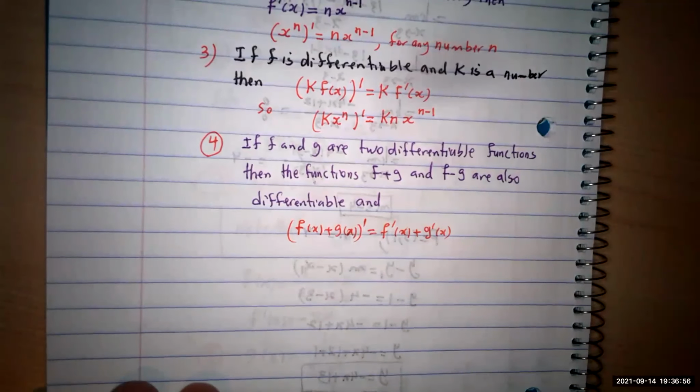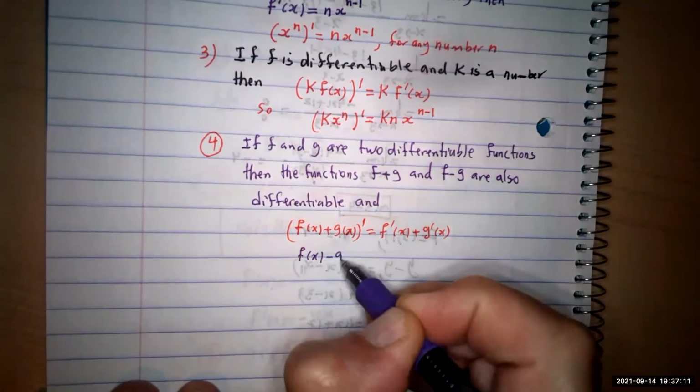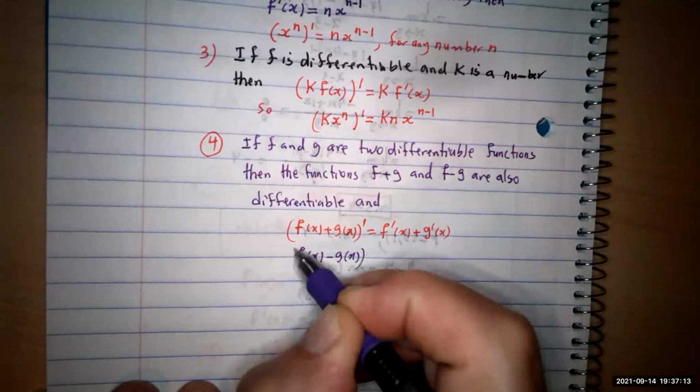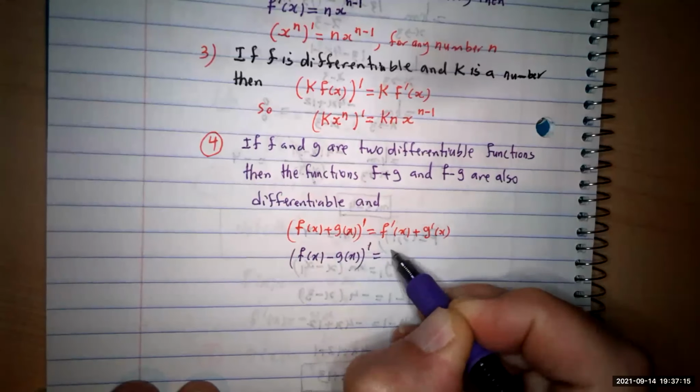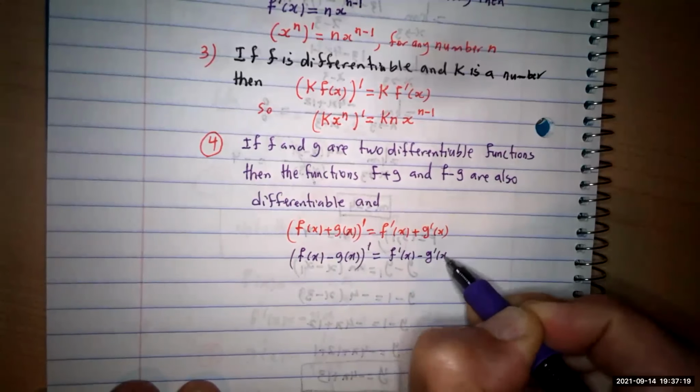So f of x, whatever it is, we can find its derivative. To find the derivative of the first one, we add it to the second one. This is if it's going to be the sum. It's the same if it's going to be different, so it's a difference. This is going to be f of x minus g of x. So we kind of distribute it. That gives us f prime of x minus g prime of x.